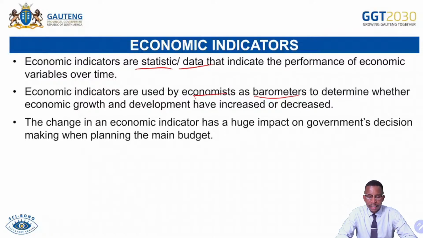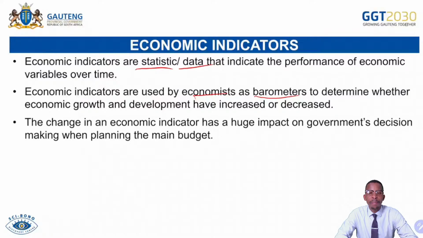The change in economic indicators has a huge impact on government's decision-making when planning the main budget. Yes, remember when the government plans its main budget, it focuses on these indicators. It is very important for the government to ensure that the wellness of the people is taken care of, that the economy is doing well, and that economic variables are improving over a period of time. So these indicators are very much instrumental for the state whenever it is planning its main budget.